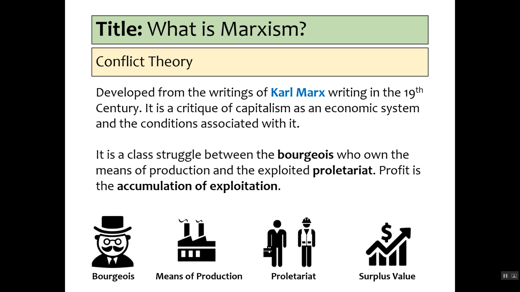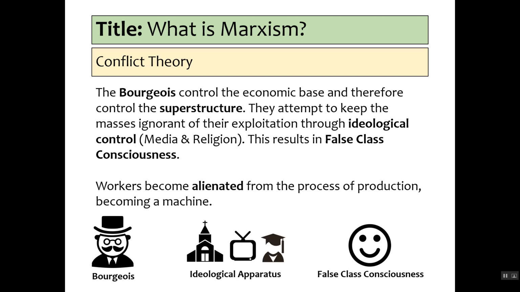He sees society as a struggle based on class, and that is the bourgeoisie who own the means of production and the exploited who he calls the proletariat. He sees profit as the accumulation of this exploitation. So the workers are the masses, the bourgeoisie are the owners of the means of production.